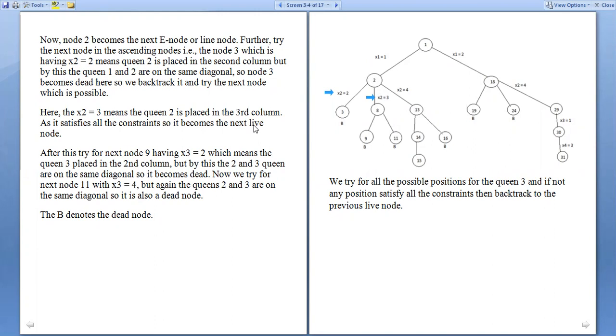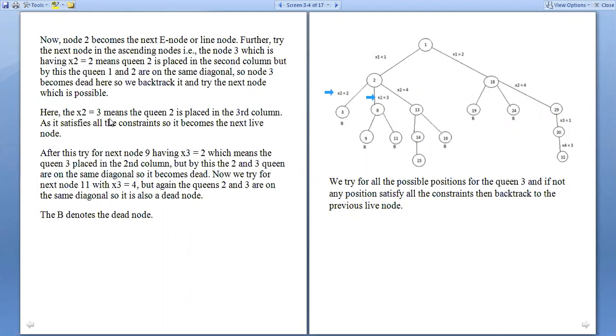Suppose in the tree diagram, x2 equal to 2 means queen 2 is placed in the second column. x2 equal to 3 means queen 2 is placed in the third column. The meaning is that the particular queen, queen 2, is placed in the third column, or x2 equal to 4 means queen 2 is placed in the fourth column.